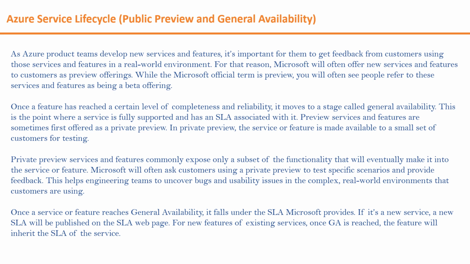Once the service or feature is generally available, it falls under the SLA Microsoft provides. If it is a new service, a new SLA will be published on the SLA web page. For new features of existing services, once GA is reached, the feature will inherit the SLA of these services. Access to private preview is sometimes by invitation from the engineering team that is developing the service or feature.